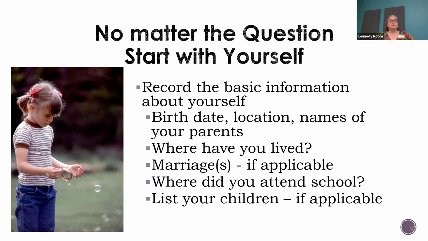So, around your house, you should have your own documentation. If you don't, you need to order it because you will need it for some purpose if you haven't already. But record the information: birth date, location, the names of your parents, if known. Where have you lived? If you're married, divorced, married, whatever. The fun stuff: where did you attend school? Anything that would be important, and places that you may have records that you might want to get a hold of. List your children if you have children.